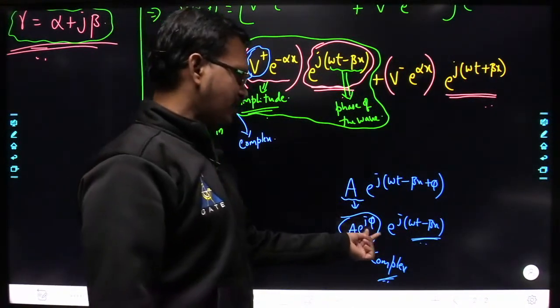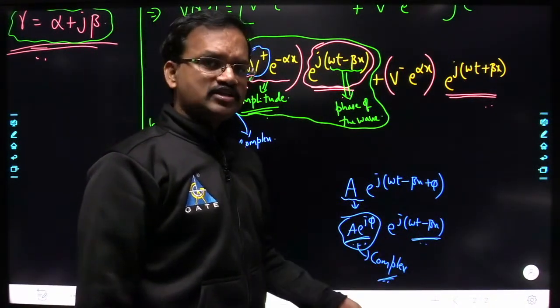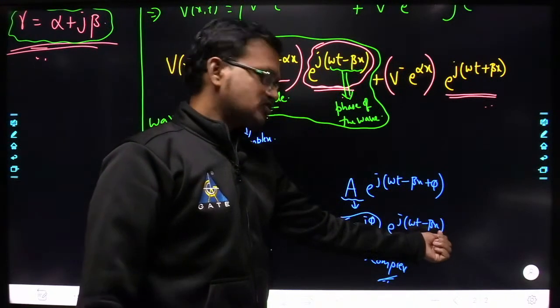See, don't worry about this phi here. Phi is nothing but initial phase shift. What do you mean by initial phase shift? Whenever t equal to 0, x is equal to 0.